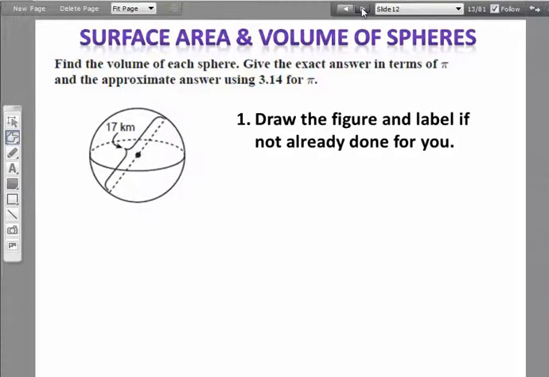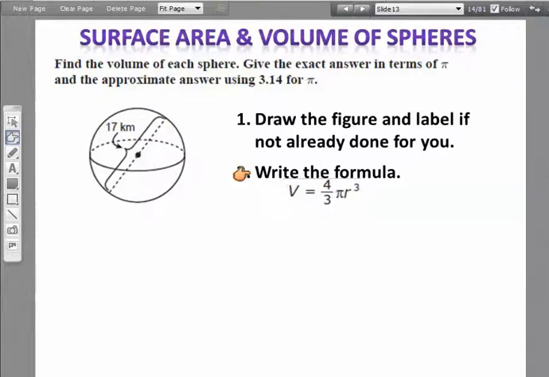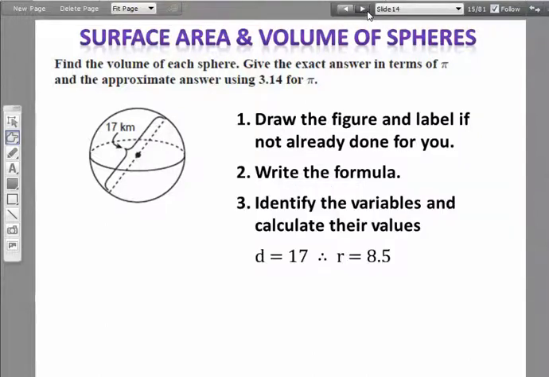Okay, here's a new one. Here's the figure that's drawn. Notice here that I've got a diameter of 17 kilometers. So that means to find the radius, I'm going to have to divide that 17 by 2. Here's my formula. Diameter is 17, therefore the radius is 8.5.